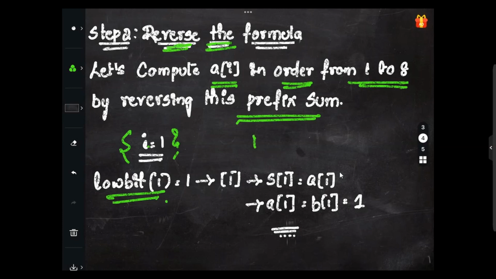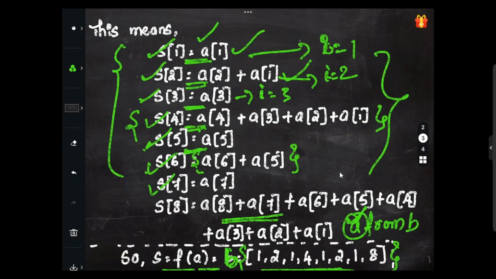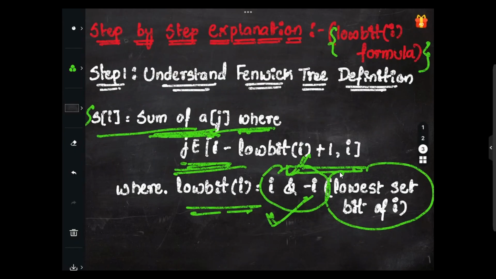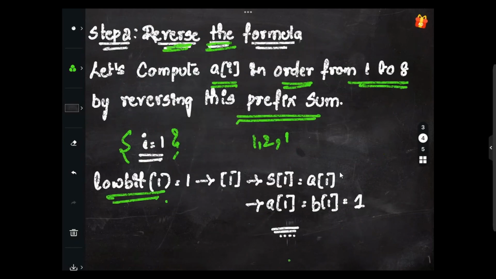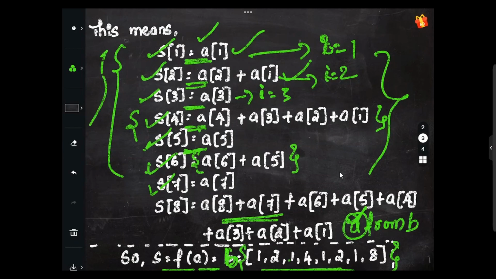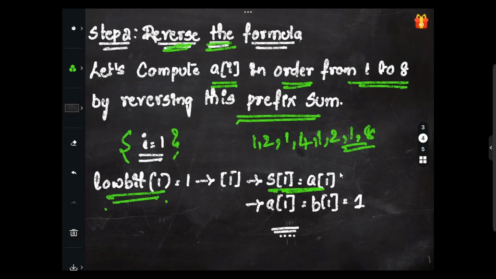So we have already got b here: 1, 2, 1, 4, 1, 2, 1, 8. We are going with the same formula as I've shown, s of 1, s of 2 to s of 8, 1 to 8. This problem is completely dependent on this formula itself, low bit of I, as I've said in the question.